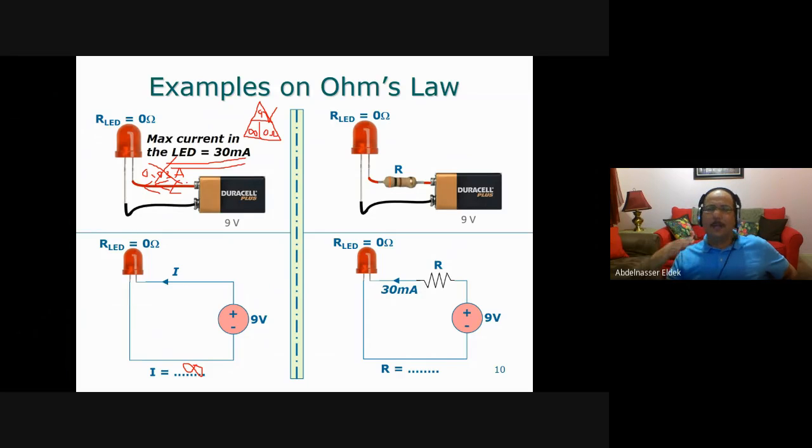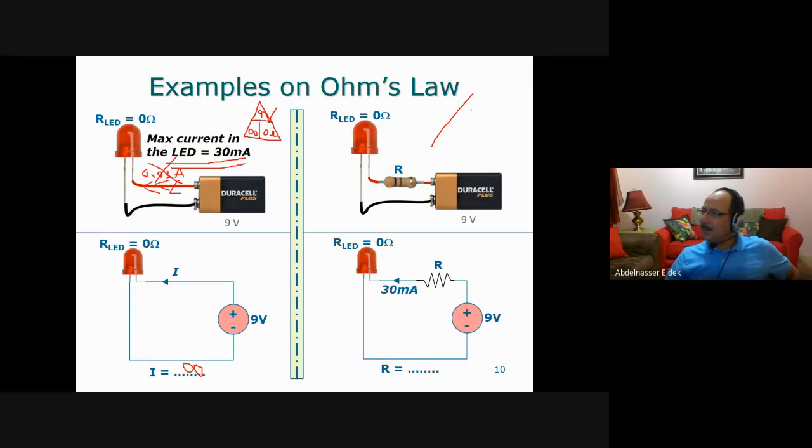So how can you design the circuit so that the current is 0.03? To limit the current, you need to add resistance. The resistor is the element that resists the current. If you don't have resistance, there's nothing to resist the current, and the current will be infinity. And this is what we have here, because this is a short circuit, 0 ohm. So we need to add this resistor.